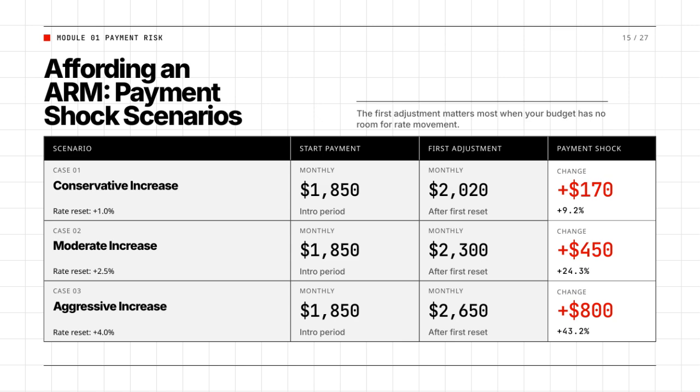These examples clearly illustrate how crucial the first adjustment is because it sets the tone for your future payments. When your budget has little flexibility, even a modest rate rise can cause significant financial strain. Understanding these potential shocks can help you plan better and avoid unwelcome surprises down the road.